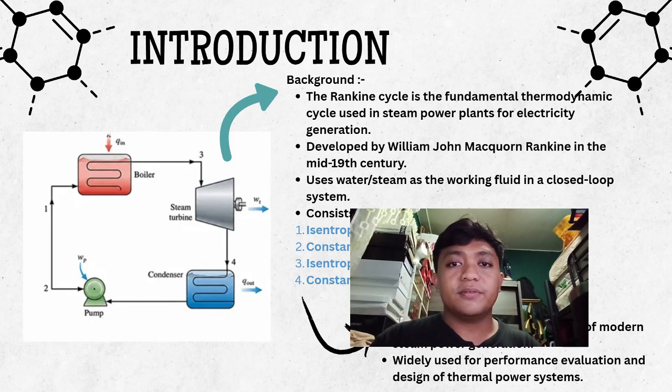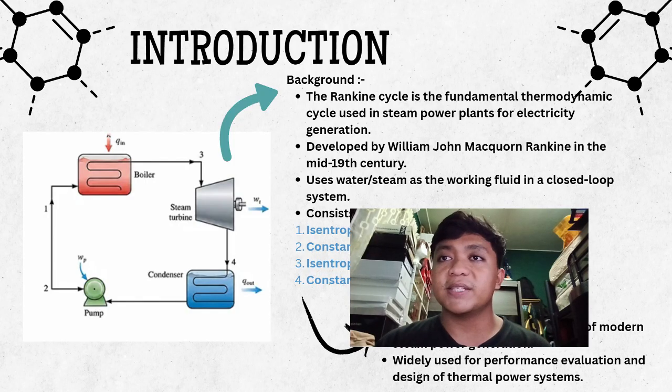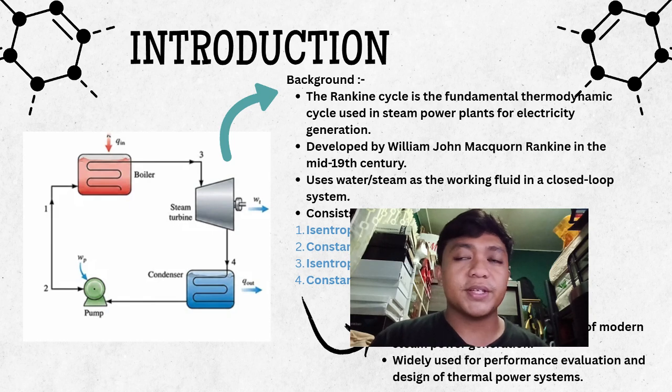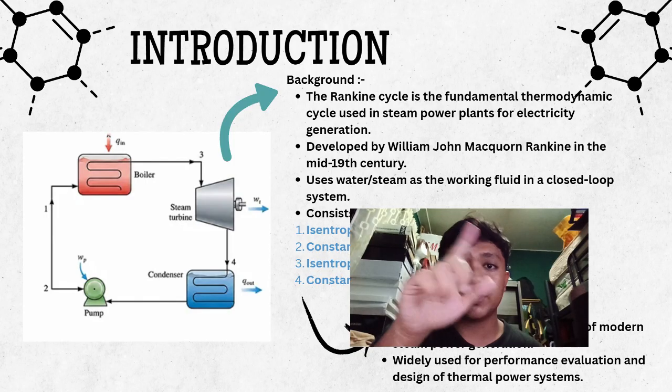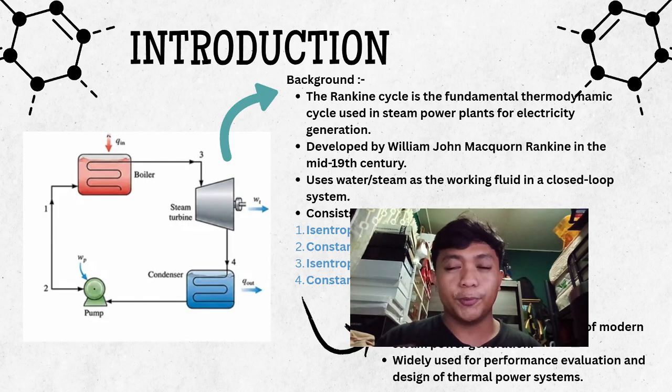Alright, let's kick off with the introduction, starting out with the background of the Rankine cycle. The Rankine cycle is a fundamental thermodynamic cycle used in steam power plants for electricity generation. It was developed by William John Macquorn Rankine in the mid-19th century. It uses water or steam, H2O, as a working fluid in a closed loop system. A closed loop system means a circulation system that is repeated.